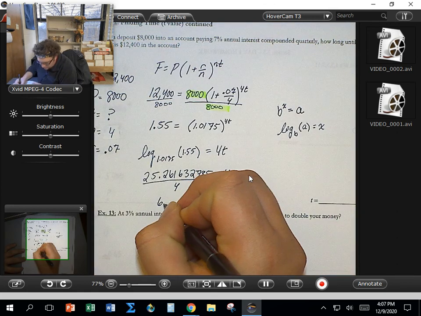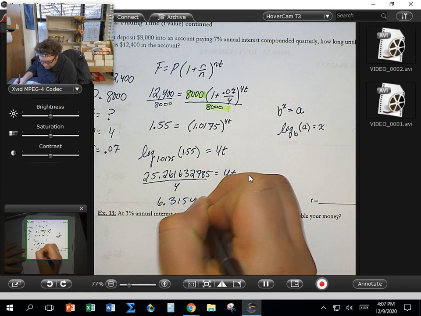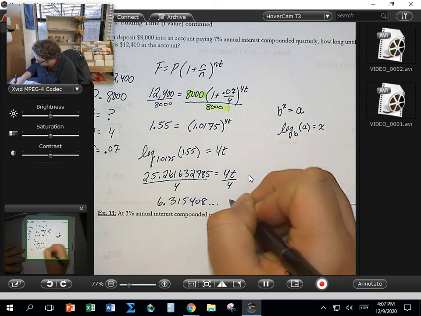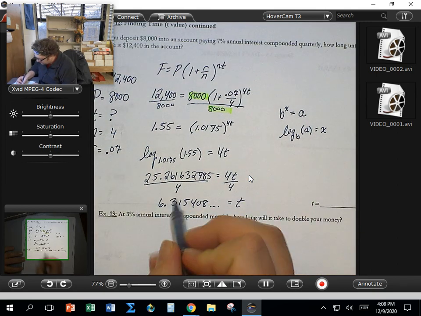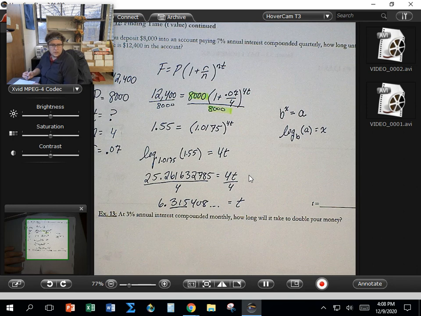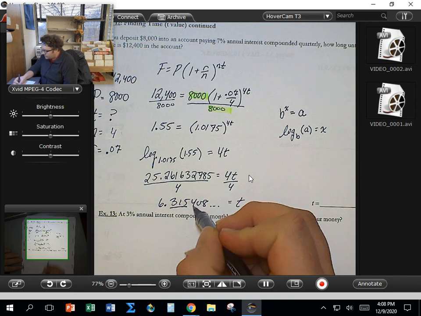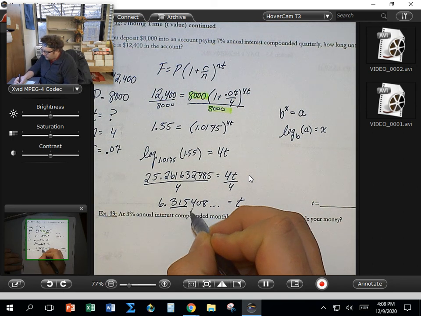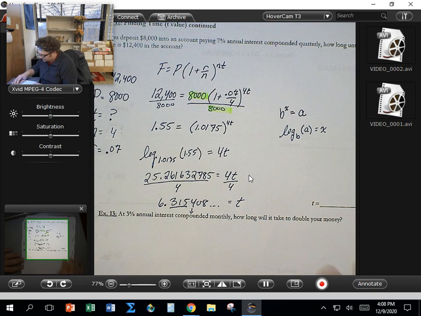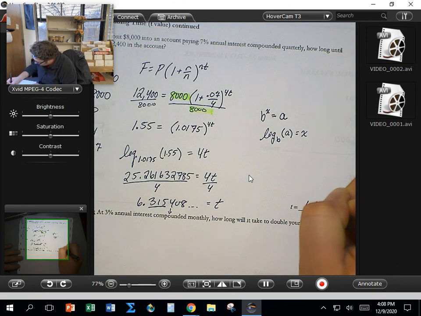So 6.315408 equals t. And then we always round to 3 decimal places, so I'm going to look at that 4. The 4 would be rounding regular, so we're at 6.315 years.